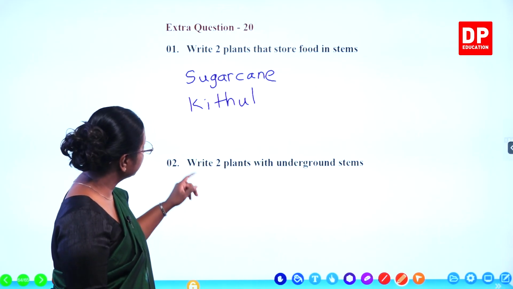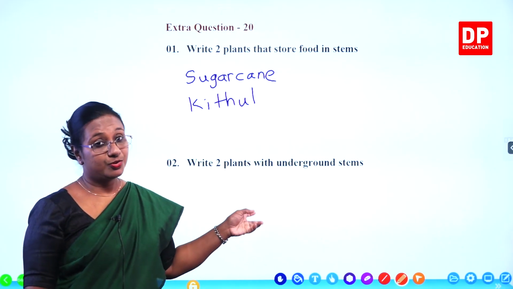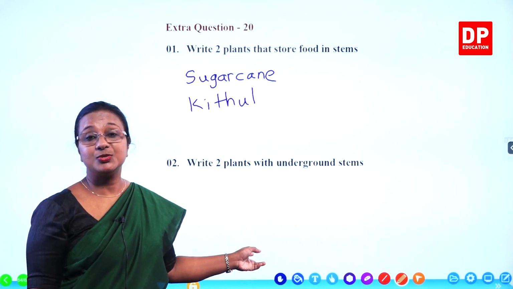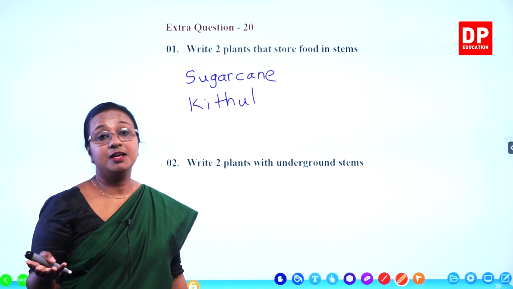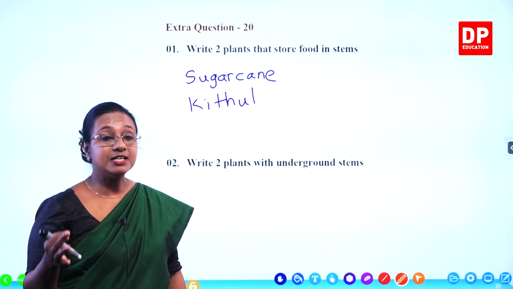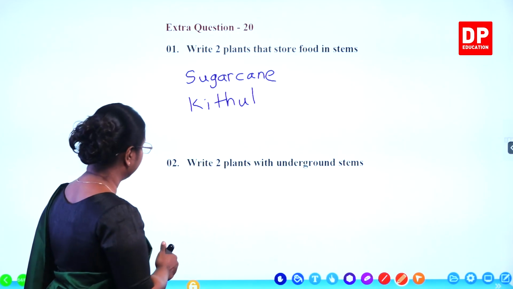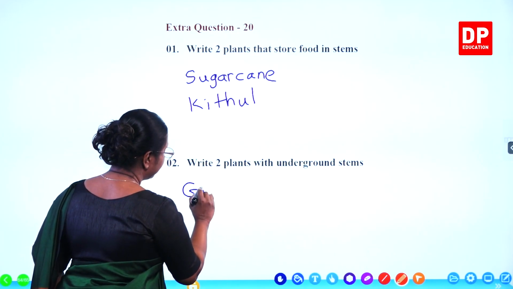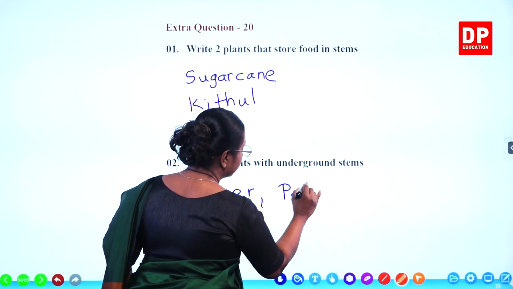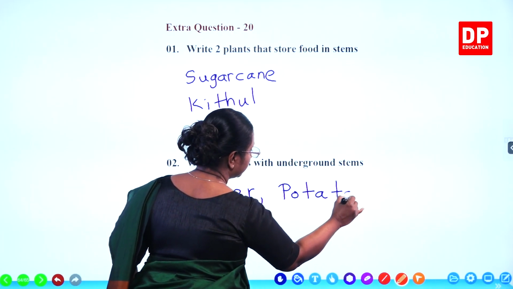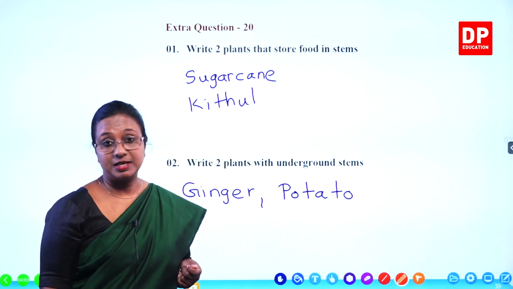Then the next question, write two plants with underground stem. So here you have to write the plants with underground stems. What are they? You can write potato, onions, ginger, turmeric, anything can be written here. So here I will say ginger and potato. You can also write onions and turmeric.